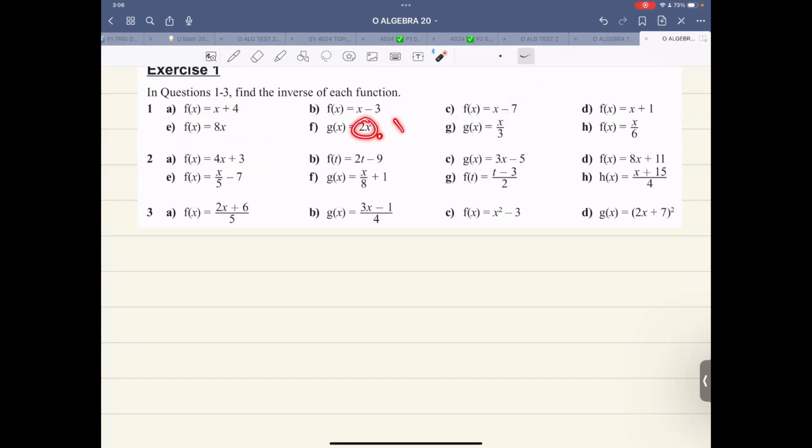2x, we just did this. That should be x over 2. X over 3, it should be 3x. X over 6, it should be 6x. 4x plus 3. So 4x plus 3, it should be what?